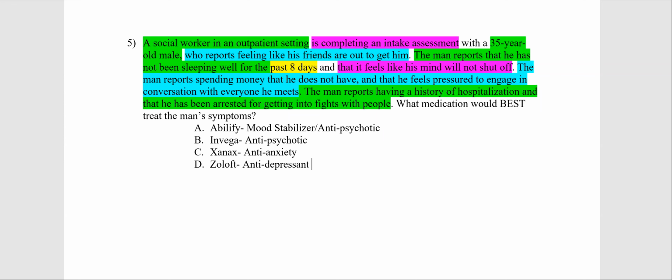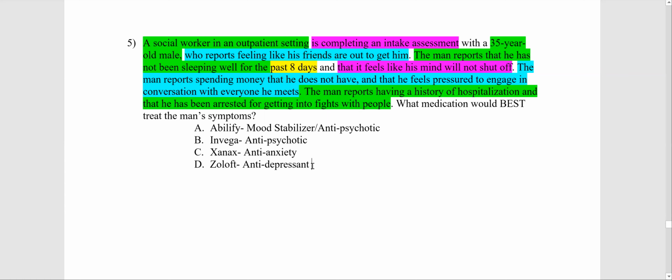So quick review: outpatient setting, intake assessment, first time meeting a 35-year-old male, and he reports feeling like his friends are out to get him. He's not been sleeping well for the past 8 days, and he feels like his mind's not shutting off. So that flight of ideas, spending money that he does not have, and then he feels pressured to engage in speech and conversation with everyone he sees, and a history of hospitalization and being arrested for fights. So keep that in mind as we look through each of these answers.